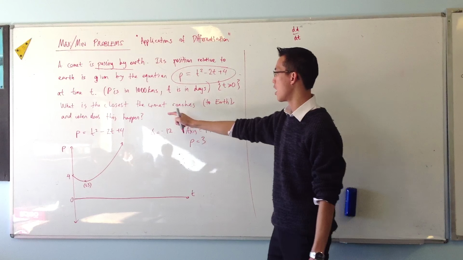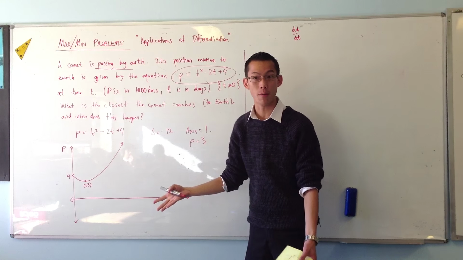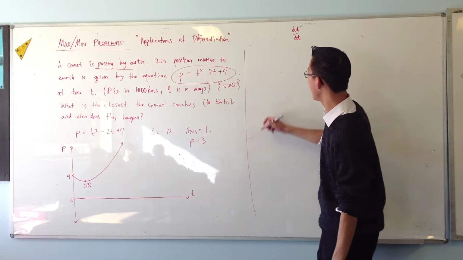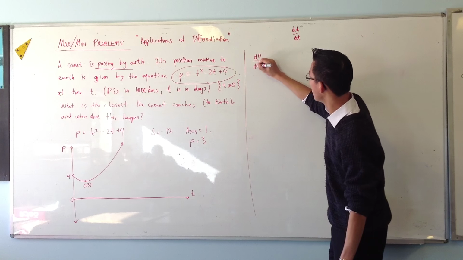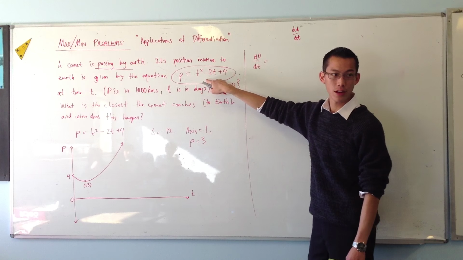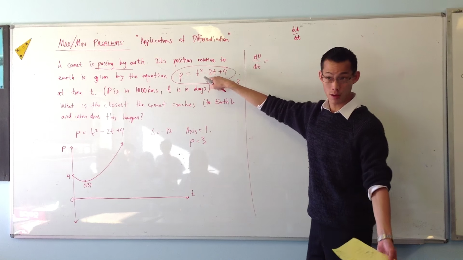I'm looking for a closest value, so that's a minimum, okay? So therefore, I'm going to use calculus to work out the minimum. So I'll say dp on dt. Nice simple function. So what I've got here is 2t minus 2.